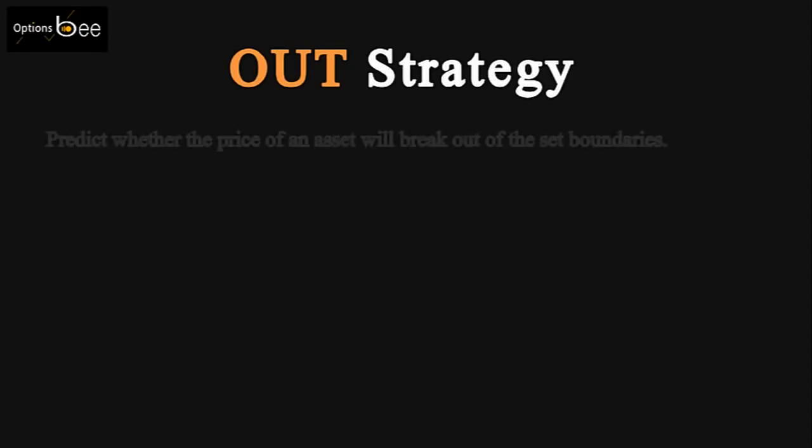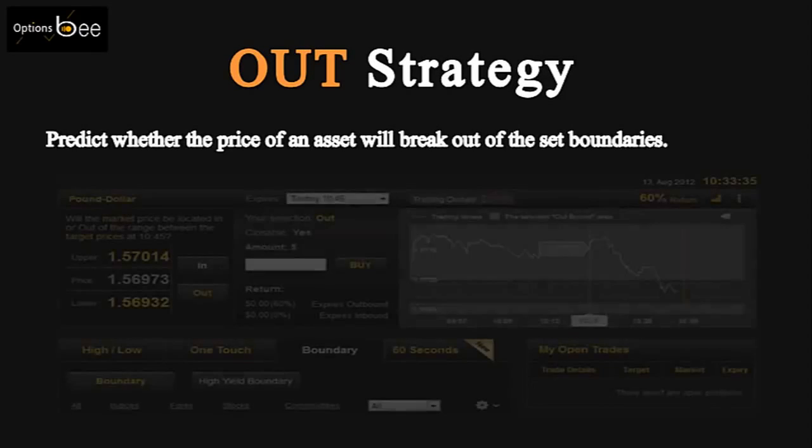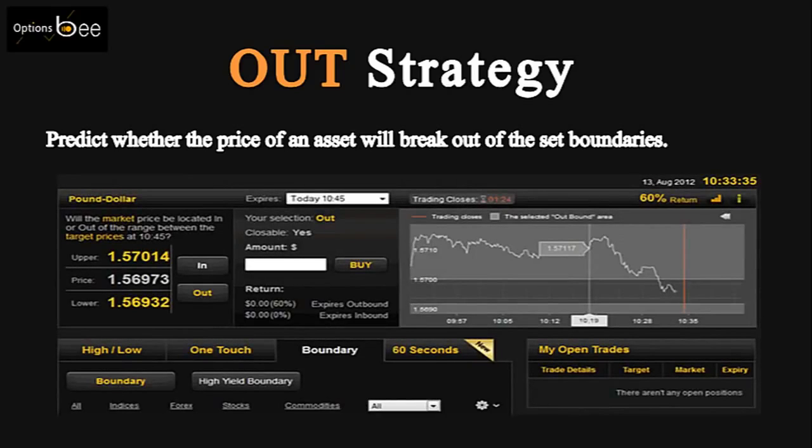The out strategy basically involves you predicting whether the price of the asset will break out of the set boundaries.